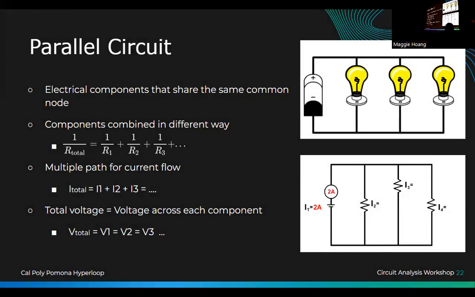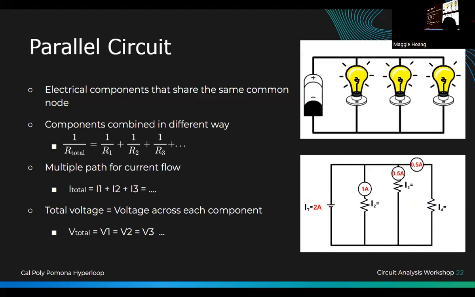And if you want to connect all of these together into one resistor, you have to use a different equation. It's going to be 1 over R total is equal to 1 over R1 plus 1 over R2 plus 1 over R3, et cetera. If you want to learn how that's derived, it's basically using Ohm's law. It's derived from Ohm's law, right?